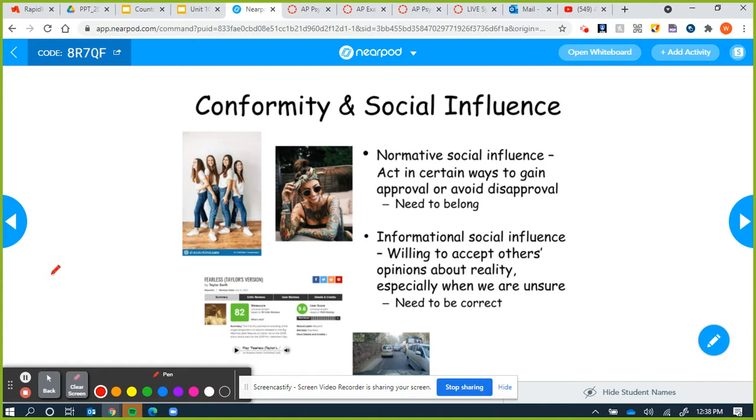Normative social influence is basically the same as following social norms. We act in certain ways to gain approval or to avoid disapproval. Essentially, a lot of times we go along with the group to fit in. We do whatever is normal for the group to do. Okay? You can see this in every aspect of life. All of us conform and all of us want to fit in.